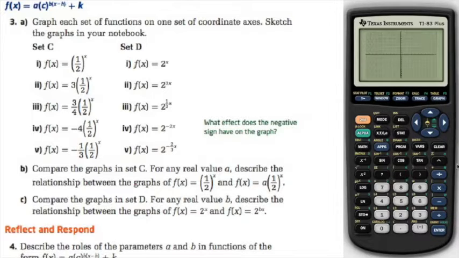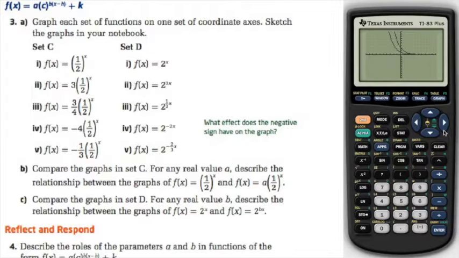We know that this should be a decreasing exponential function. It is. Now we'll start looking at the transformations. Graph 2 is 3 times 1/2 to the x. We enter it like so. Original's there.